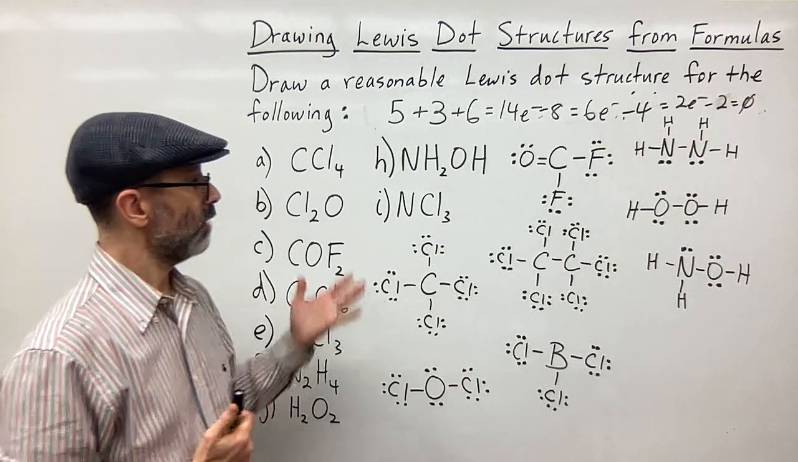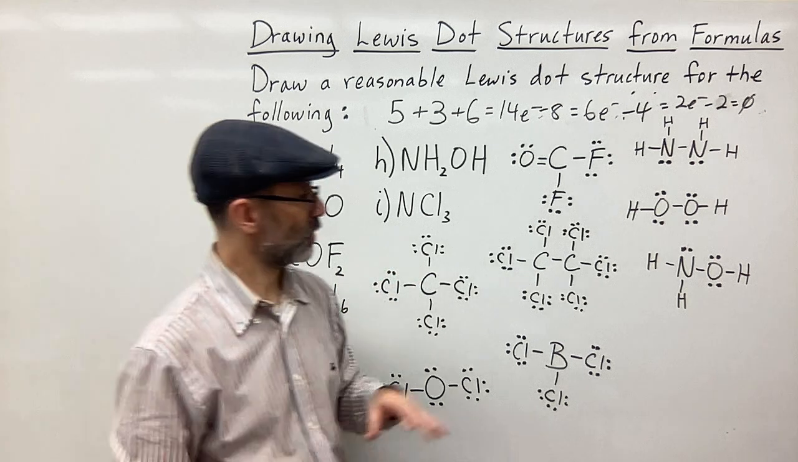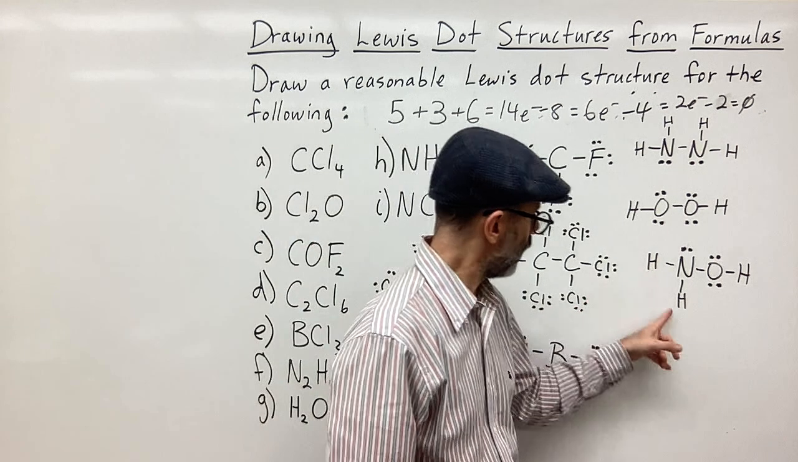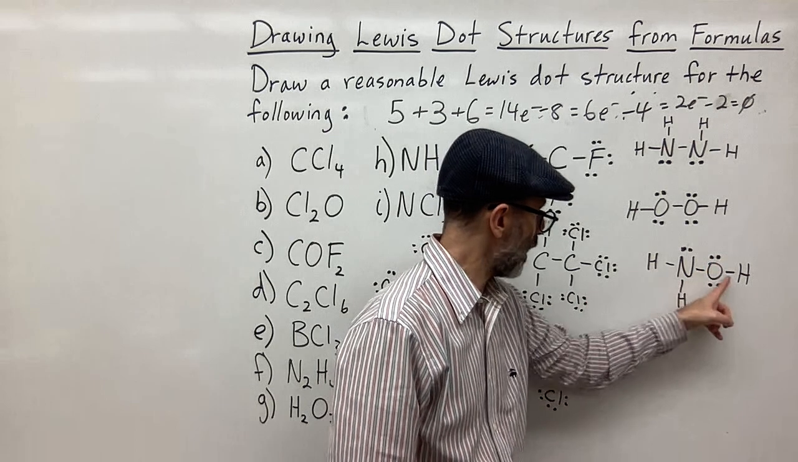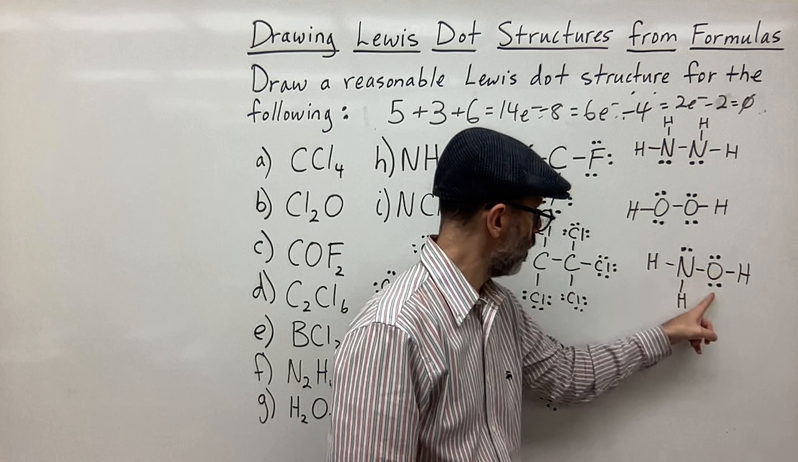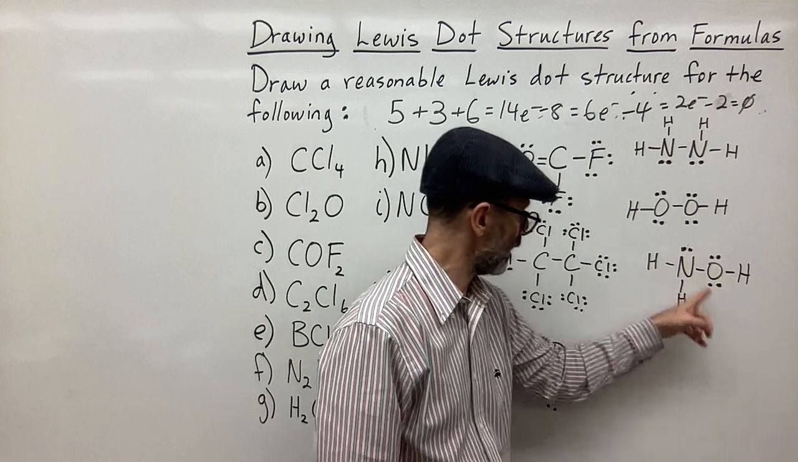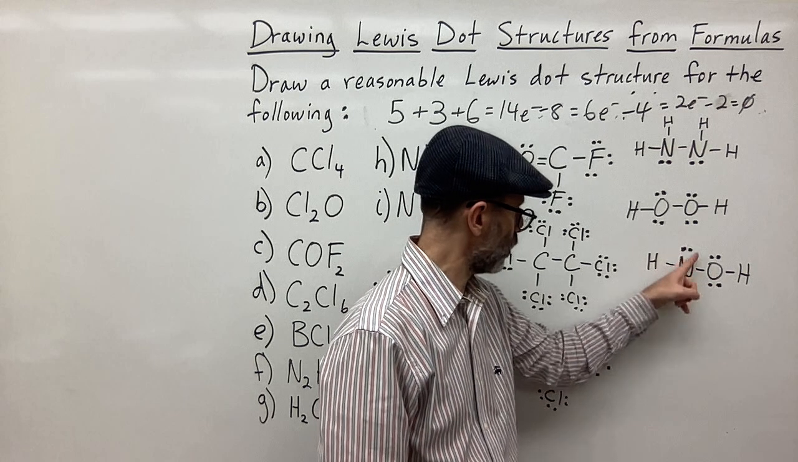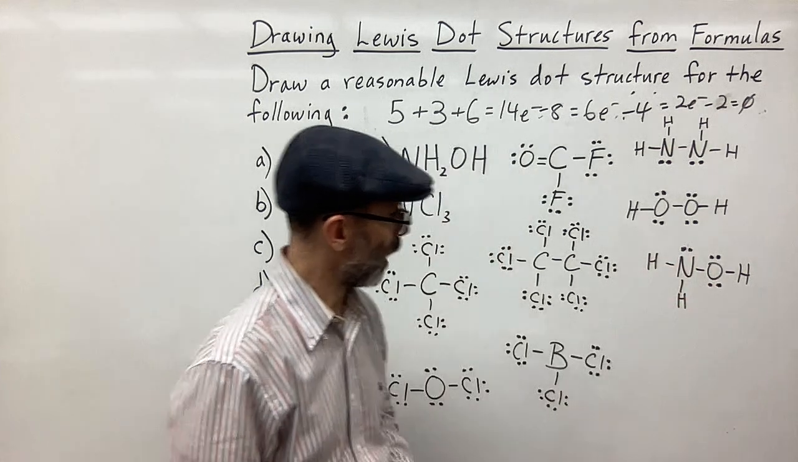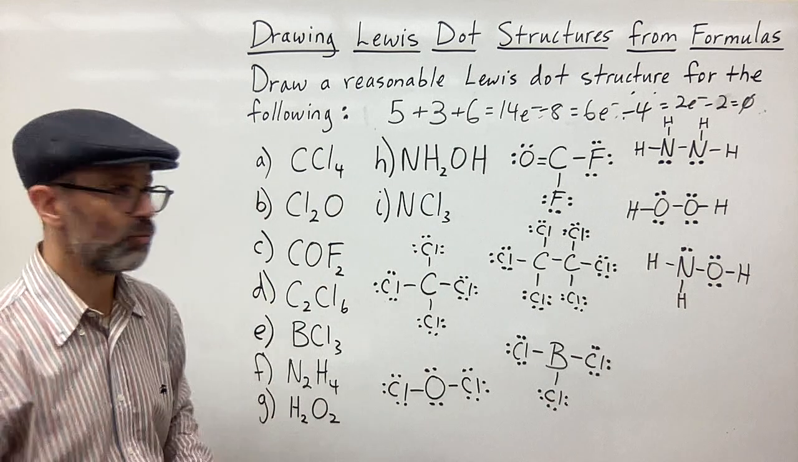So now I double check my Lewis dot structure to make sure everyone's happy. The hydrogens are happy with a single bond. Oxygen has its bonding pattern, 2 lone pairs, 2 bonds, so that's 8. Nitrogen has its bonding pattern, 3 bonds, 1 lone pair, that's 8. So everyone's happy. So we're good with that one.